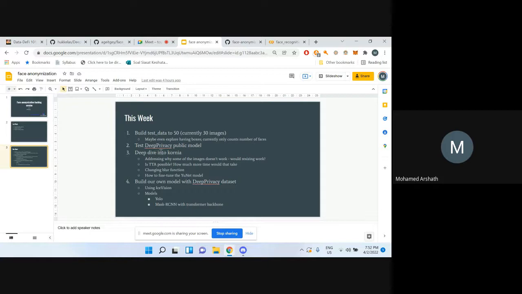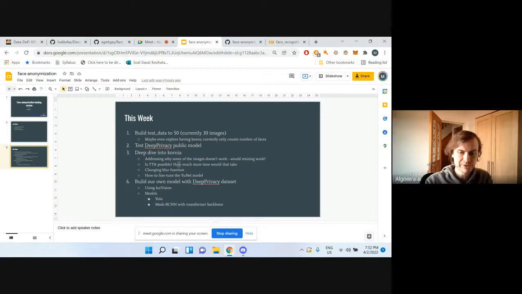Over this week, I'm also planning to deep dive into DeepPrivacy, as well as Kornia. What I'm thinking with Kornia is that we can get this UNet model and fine tune it using the DeepPrivacy data set, the one without the non-commercial license. I'll also figure out which face detector worked best when I was using it before, and maybe we can try that one out and see how it performs.